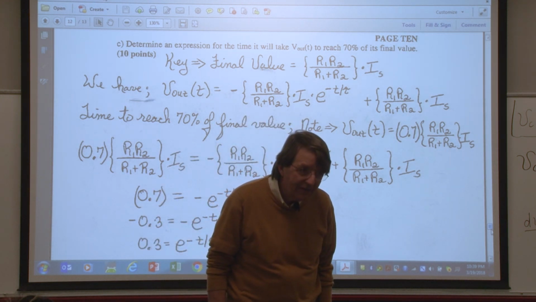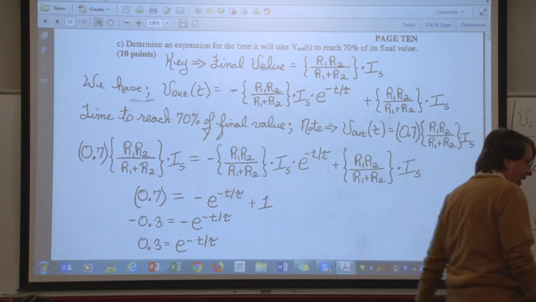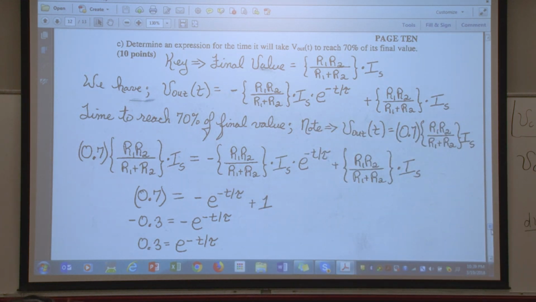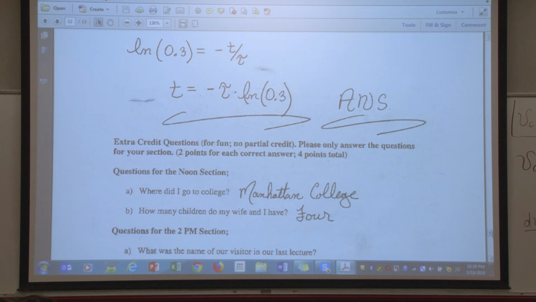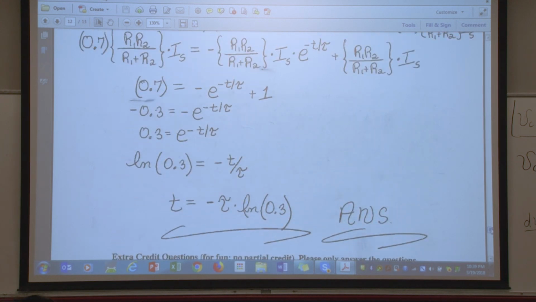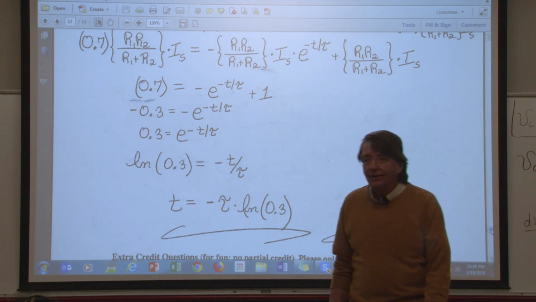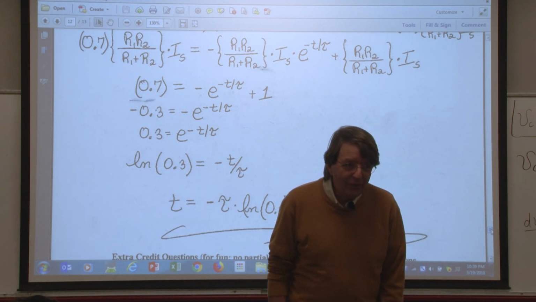Solve for t. And we solve for t taking the natural log. And we actually are going to do this entire test. And we get t is tau minus tau times natural log of 0.3. You didn't have to solve for tau. How did I do?